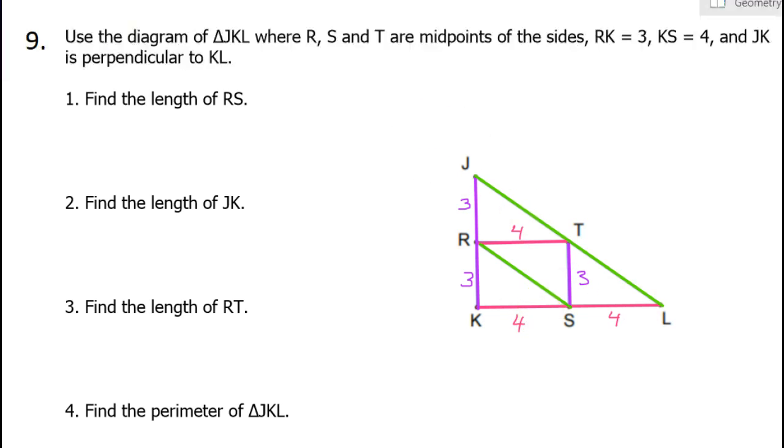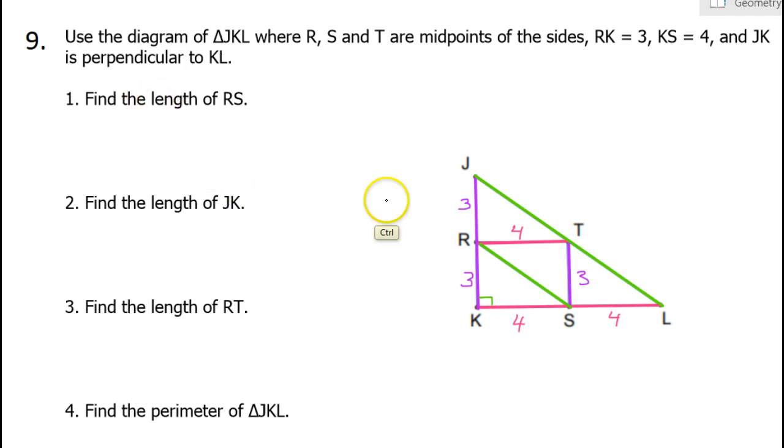Next, for the green one, JK. They're saying JK is perpendicular to KL. So they're telling us that this is a right triangle. JK is perpendicular to KL, which means that this is a right angle right here. So we could do the Pythagorean theorem, or if you know something about special triangles. Well, Pythagorean theorem, that's what we would have to do.